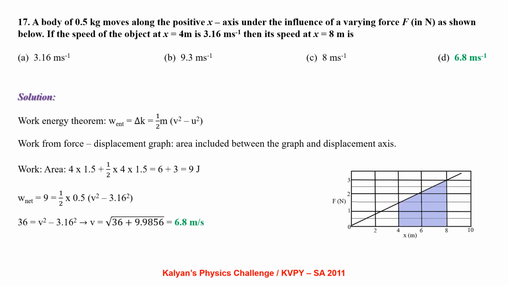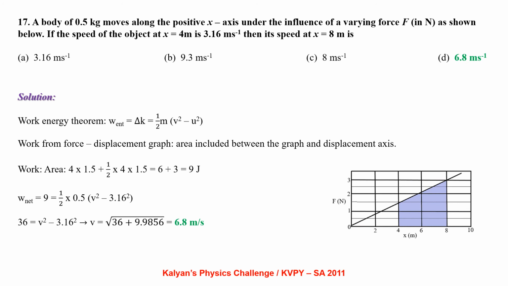A body of mass 0.5 kg moves along the positive x-axis under the influence of a varying force F in Newton as shown below. If the speed of the object at x equal to 4 meter is 3.16 meter per second, then its speed at x equal to 8 meter is.